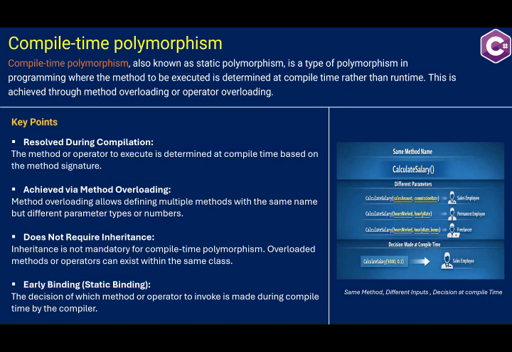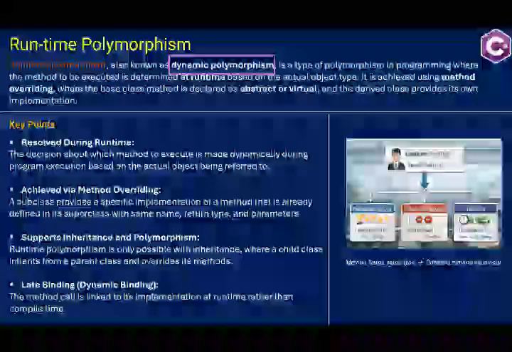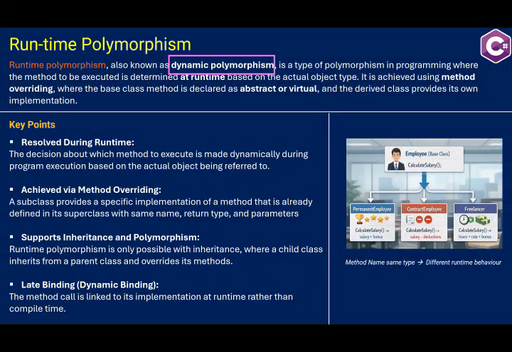Coming to runtime polymorphism again. Runtime polymorphism we can also call dynamic polymorphism. It's a type of polymorphism in programming where the method to be executed is determined at runtime based on the actual object type. It is achieved using method overriding. Okay, method overriding we have to do.